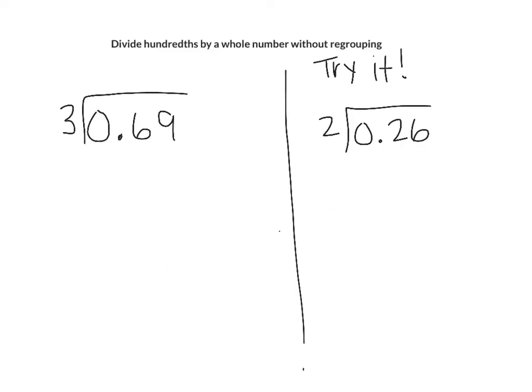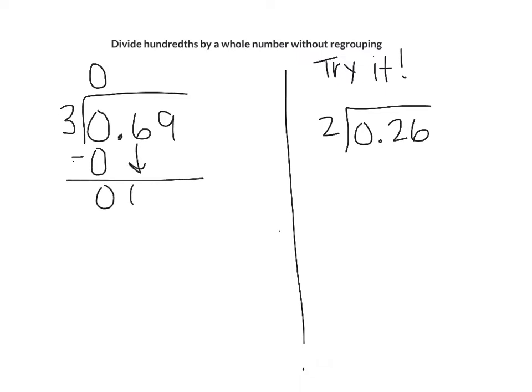Now we're going to take a look at an example that has 2 decimal places divided by a whole number. So we're going to start with 69 hundredths divided by 3. We're going to use the same process as we used when we divided tenths by a whole number. So we'll start by dividing our ones. So we do 0 divided by 3, which is equal to 0. 0 times 3 is 0. 0 minus 0 is 0.